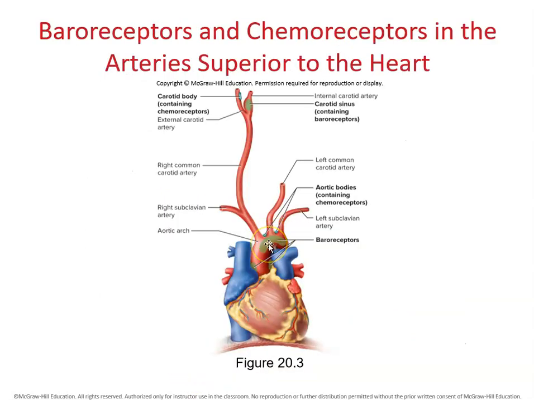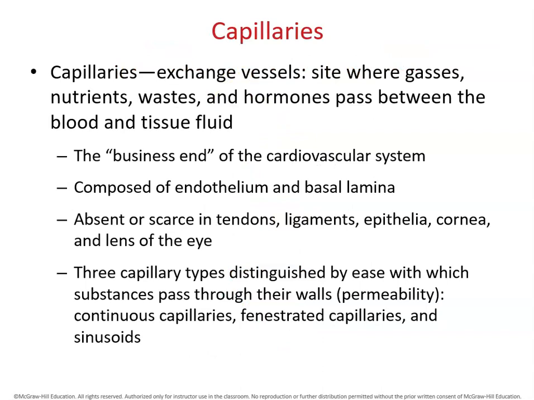Here's a slide showing the baroreceptors and the chemoreceptors in the arteries superior to the heart. This is the baroreceptor on the aorta, and the carotid body, located at the common carotid arteries. Now we have a good understanding of the structure and the different types of arteries. Let's move to the capillaries.